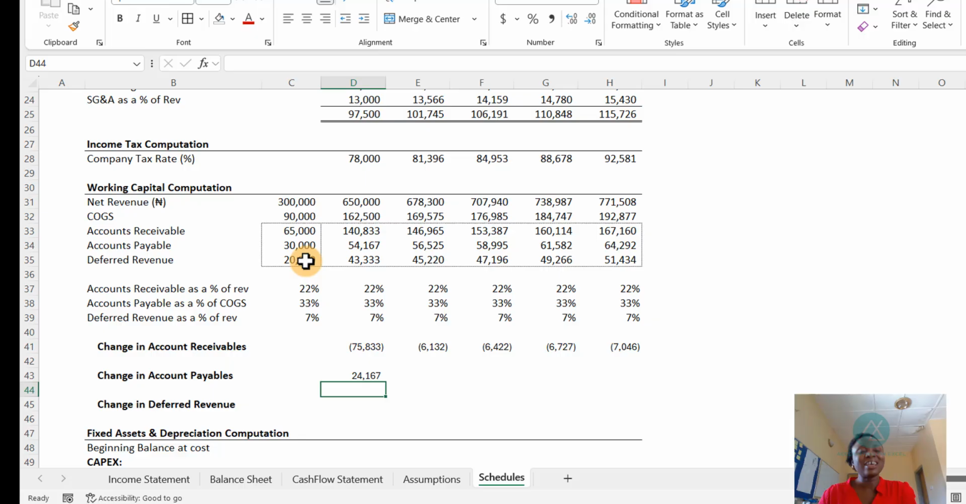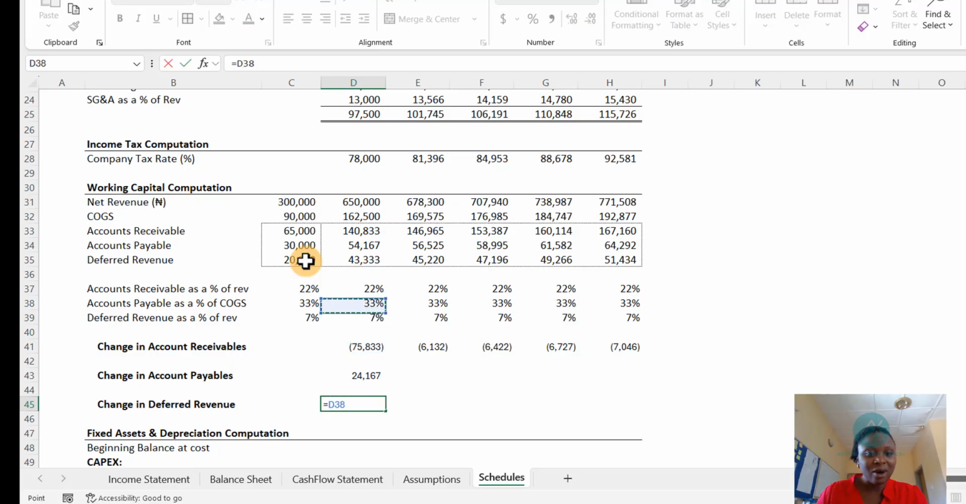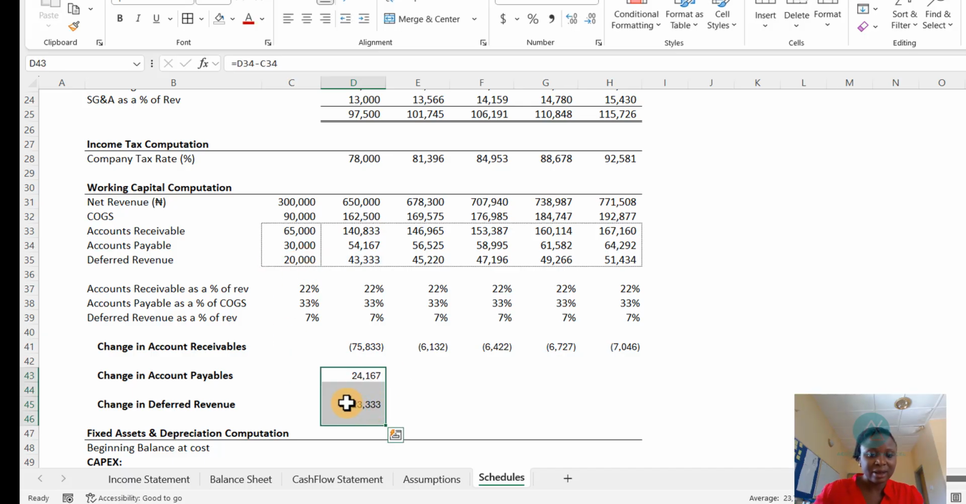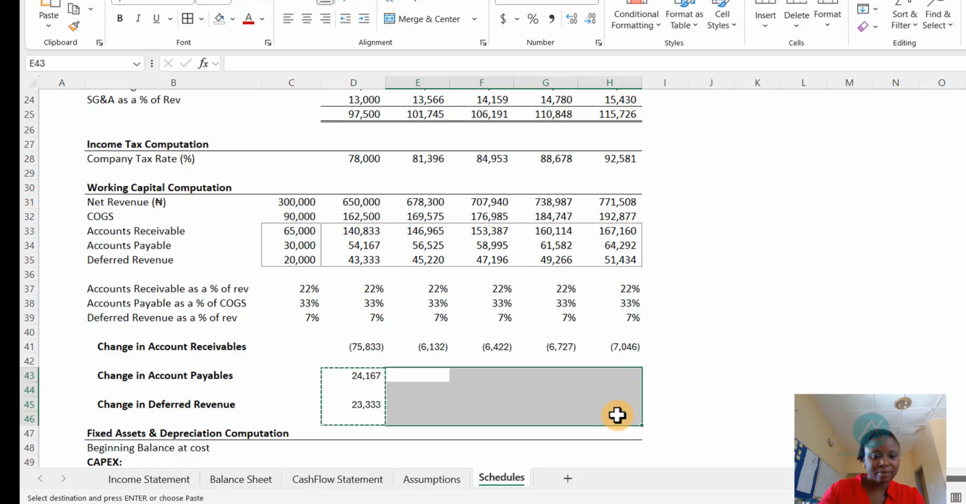So if it's an asset and there is an increase, it means that it's an outflow. If it's a liability and there is an increase, it means that it's a positive cash flow to the organization. So that's it. Do the same thing for deferred revenue. It's also a liability, so we say the current year minus the previous year. Good. So just copy the formulas and we'll now paste it. So you can see, these are the changes.